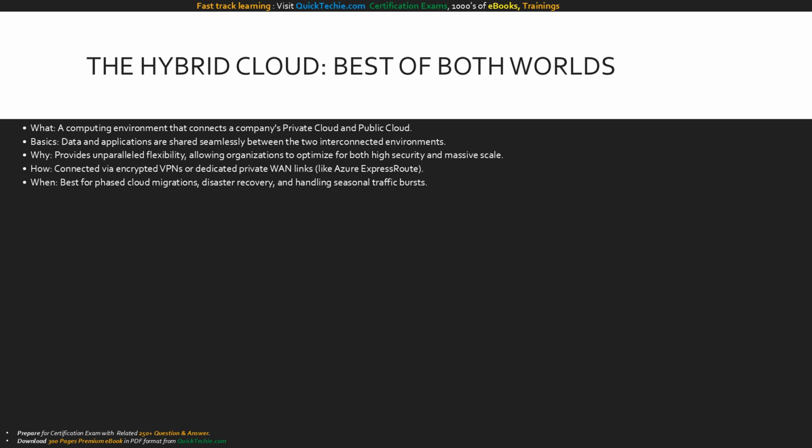Why is this so powerful? It offers unparalleled flexibility. You no longer have to choose between the absolute security of a private cloud and the massive scale of a public cloud.